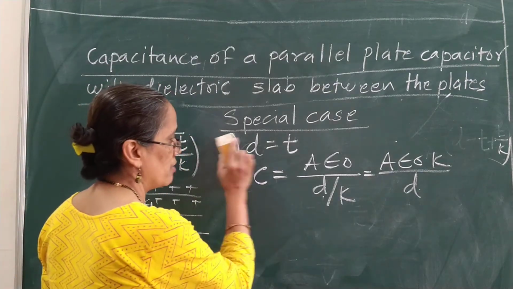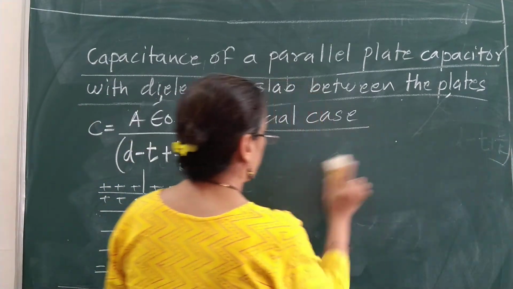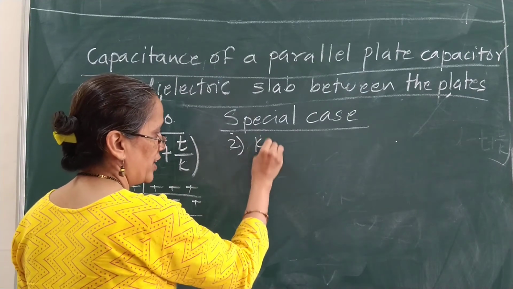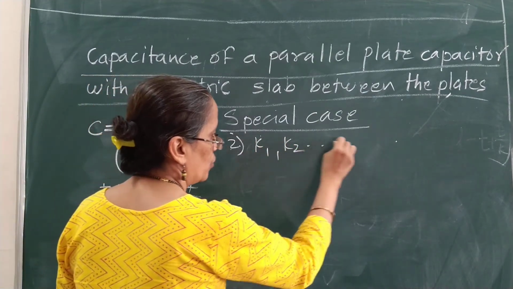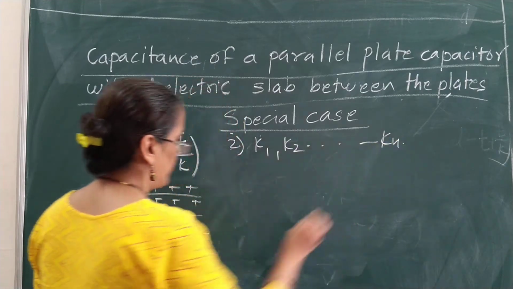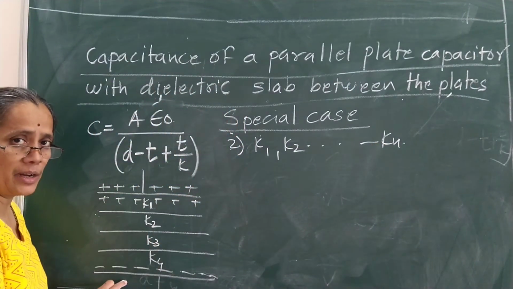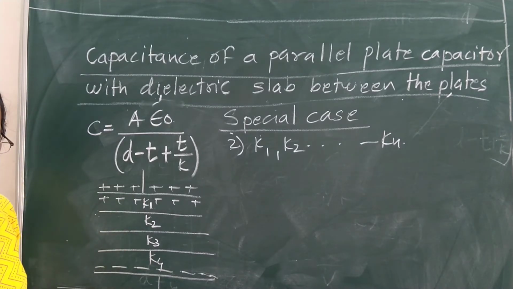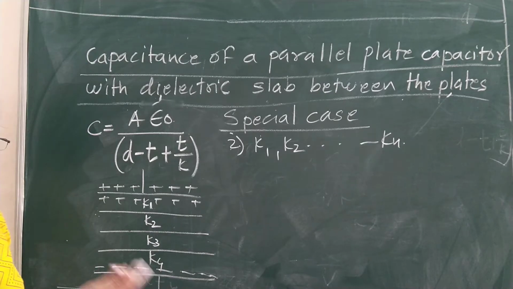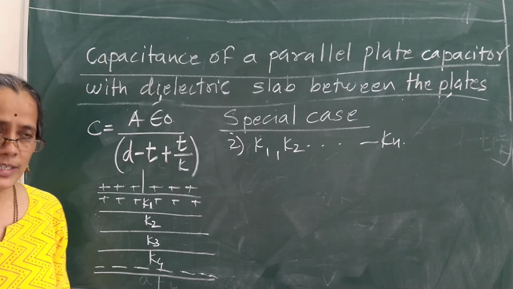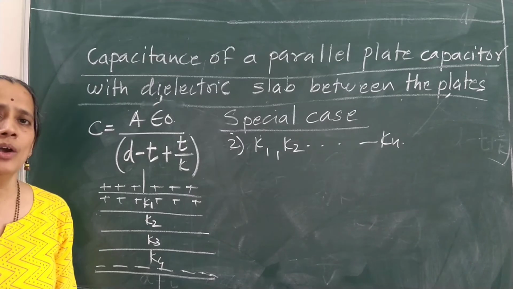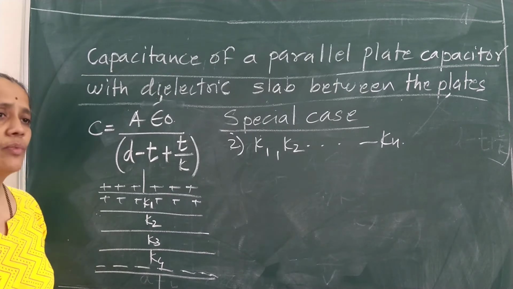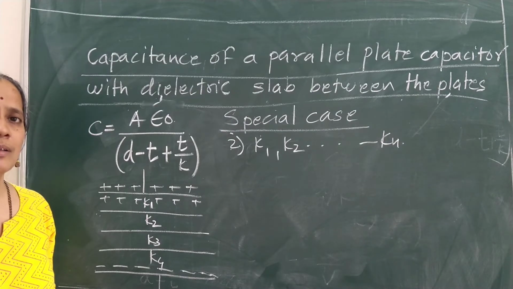That is nothing but our second special case. In the second special case, I am going to add dielectrics of different values K1, K2 up to Kn. These dielectric layers are in parallel planes, therefore the capacitors will act in series combination. And in series combination we already know the formula: 1 upon Cs is equal to 1 upon C1 plus 1 upon C2 plus 1 upon C3.